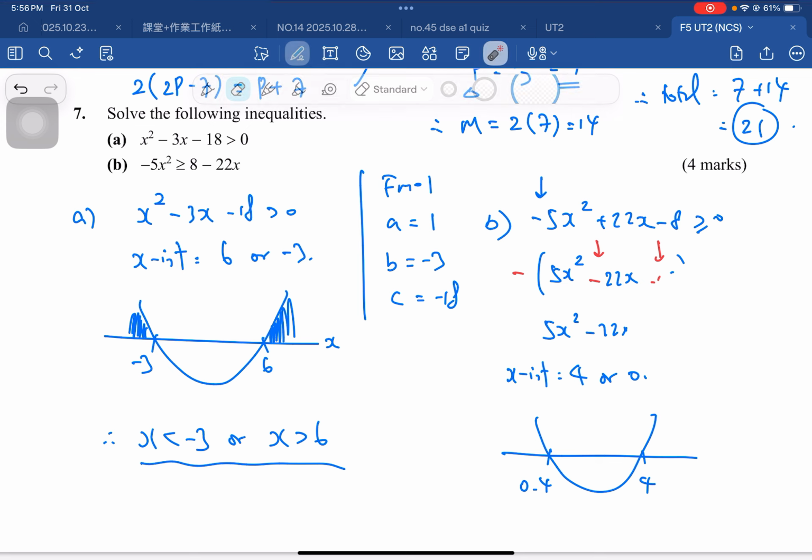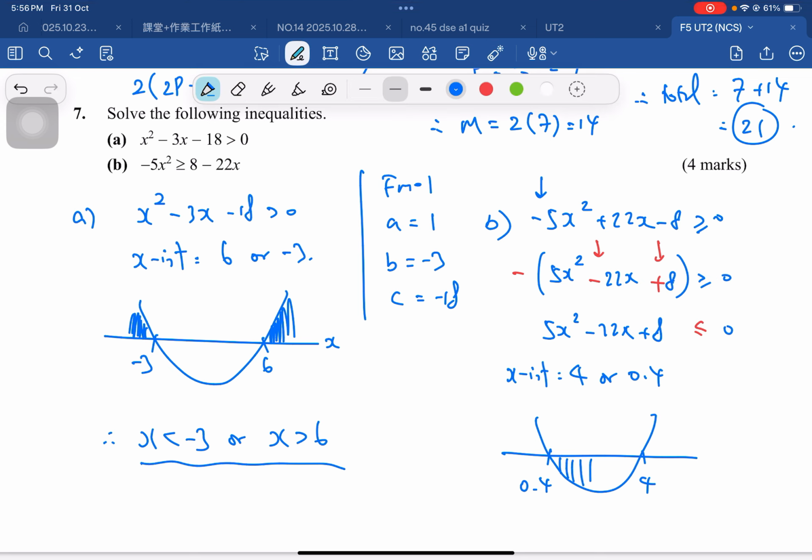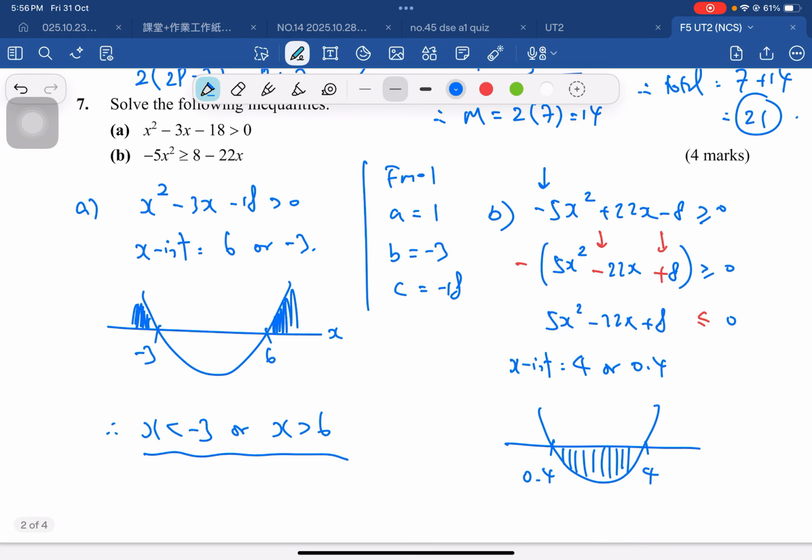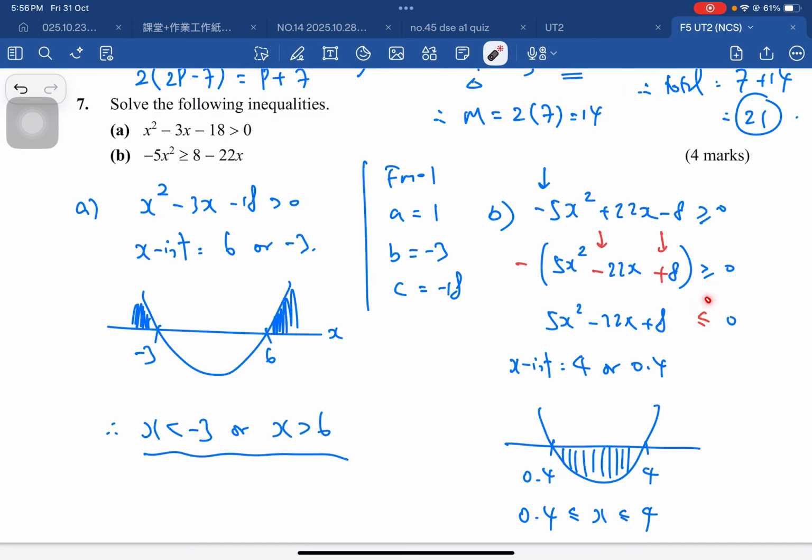So this time I want smaller than 0, which means that I want the x values in between. How to represent this in between is just like a sandwich. So 0.4 smaller or equal to x, smaller or equal to 4. Be careful, because this time it's actually smaller or equal to in this inequality, so our sign should be smaller or equal to as well. So that's the final answer.